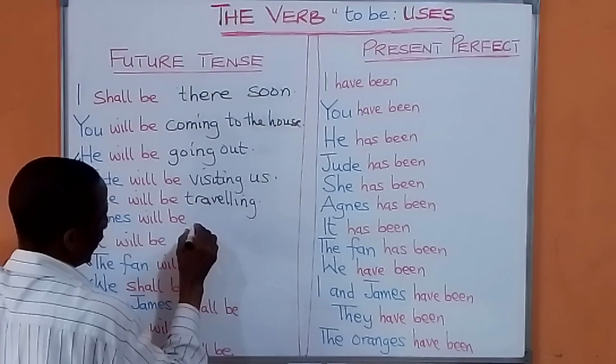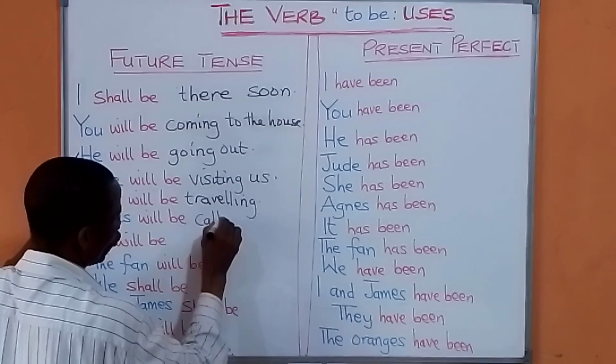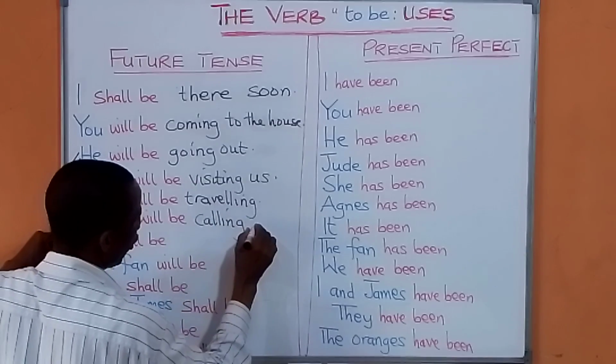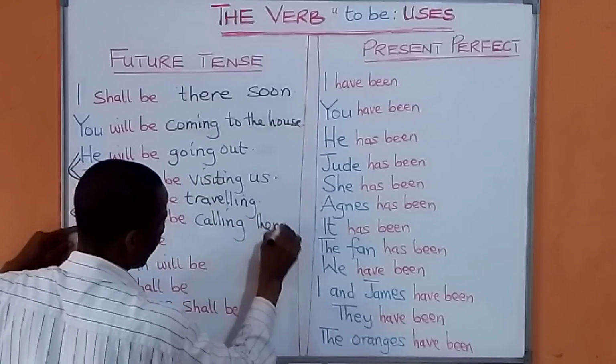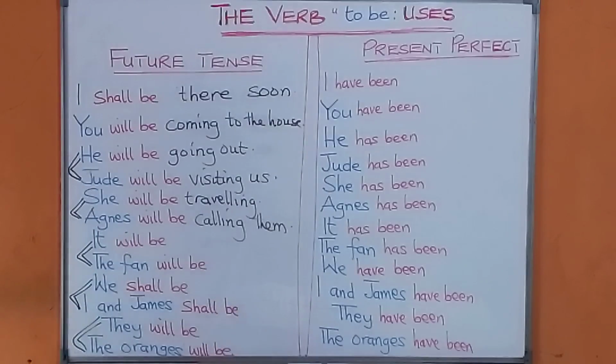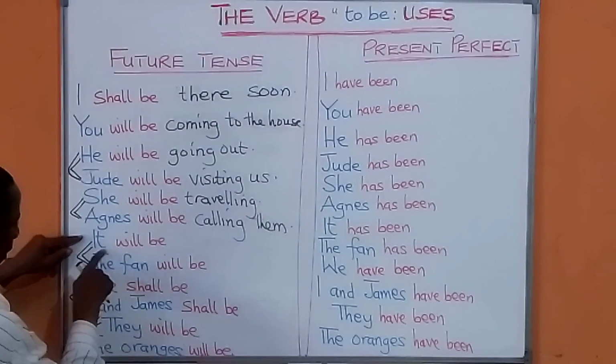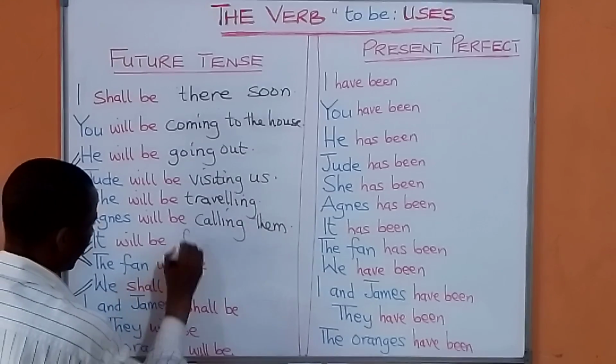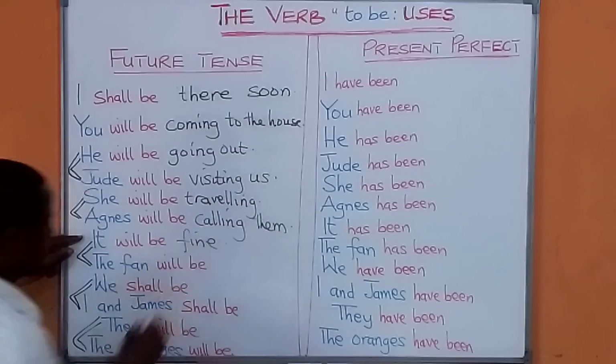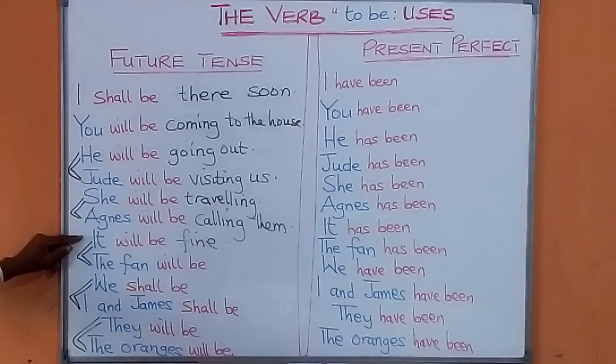Agnes will be traveling. Agnes will be calling soon. Agnes will be calling us, or calling them. Now it. It will be fine.